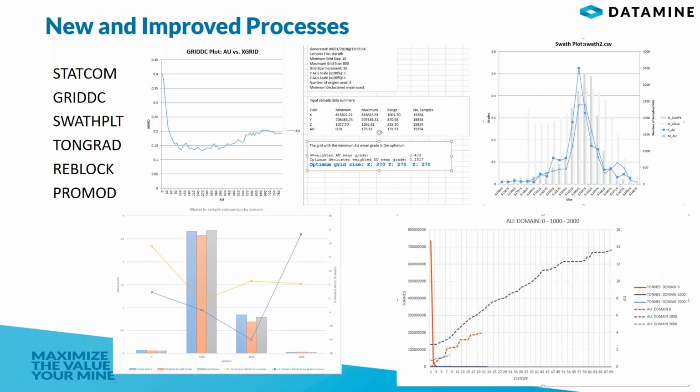There's a new process called Grid DC, which is used for optimizing your declustering grid size. It uses a wandering mean method of analyzing different grid sizes to determine where your lowest mean value will be, so you know what to decluster as. Also looking at some improvements to some existing processes. There's some big speed improvements to reblock and to ProMod as well, where this will now run quite a bit quicker than it used to.